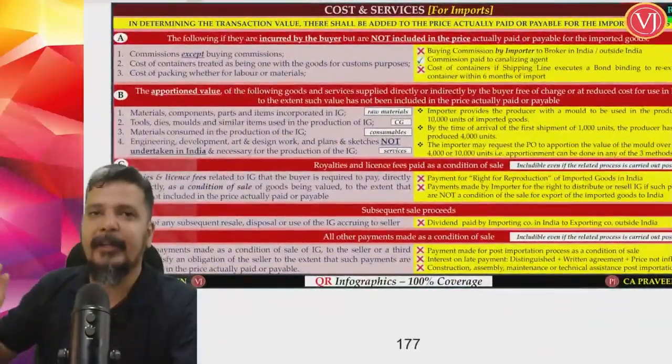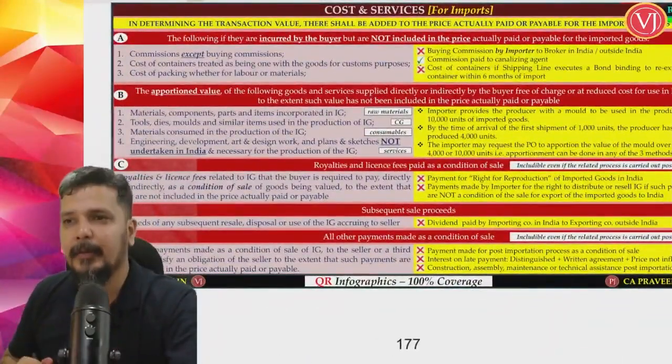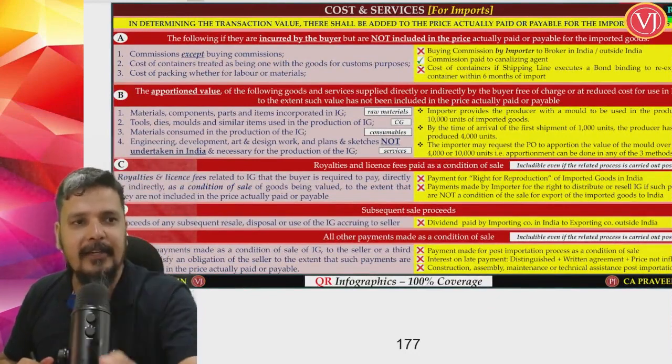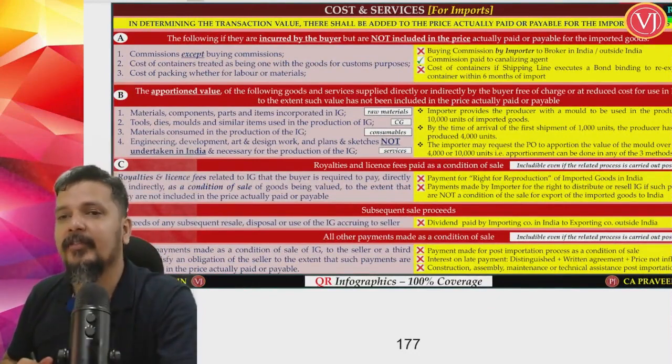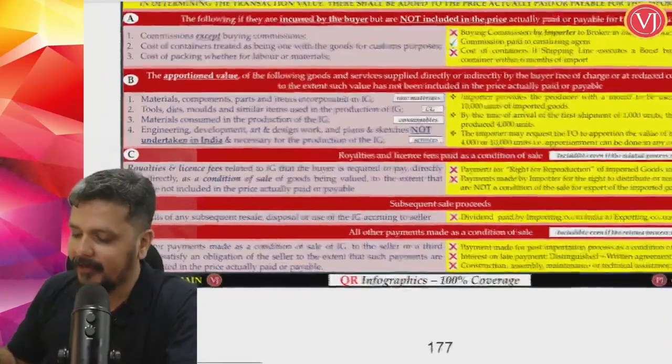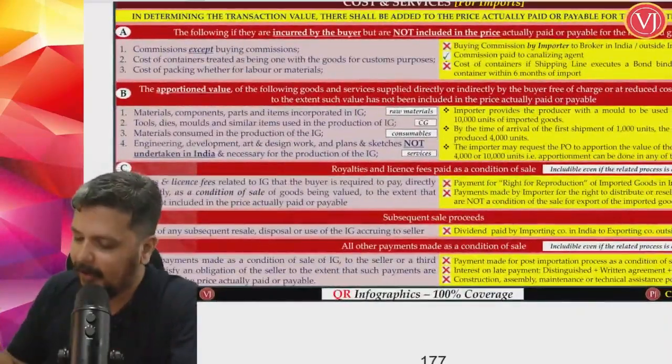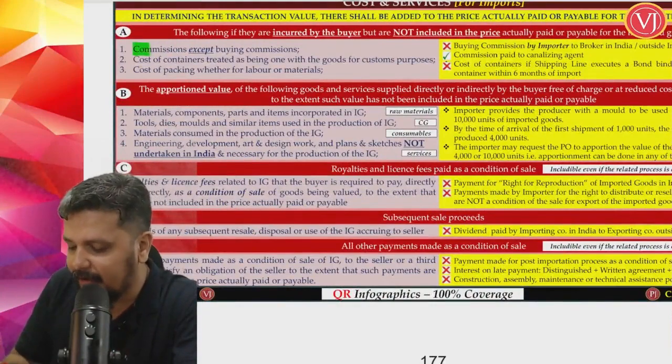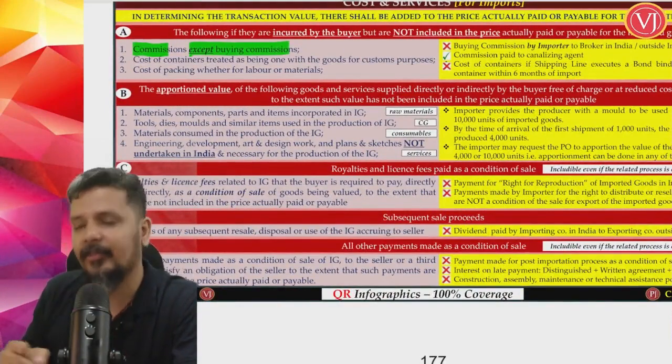Now what are the 5 additions? These will be the questions in your question paper. We will be taking the points from these. 5 additions of rule 10.1 and 2 additions of rule 10.2. Now what are the 5 additions? First addition, let us focus on rule 10.1(a). It talks about commission and brokerage except buying commission.